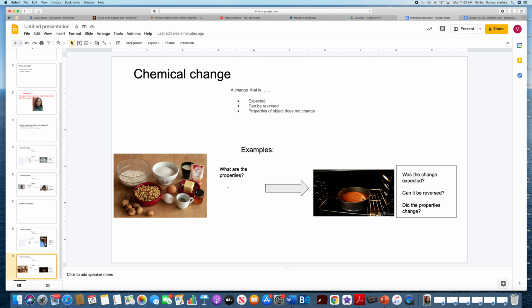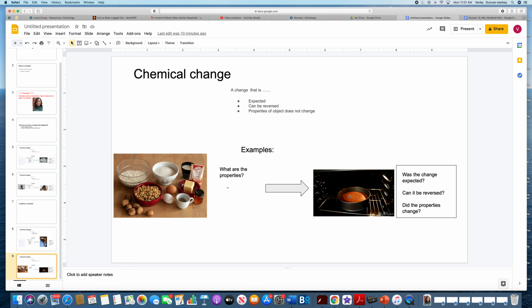Once you put that batter into the oven, can I take it out after the batter has been in the oven for an hour? Can I take it out and say, man, I want my eggs back? No, you cannot. Is the change expected? This is going to change. It's going to bake into a new substance. Can it be reversed? No, it cannot.